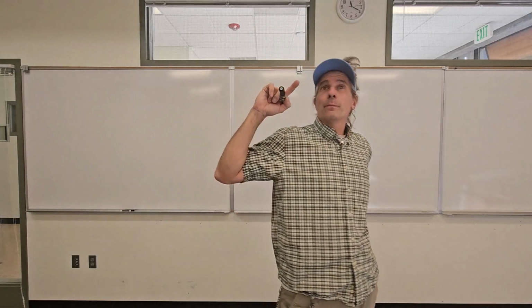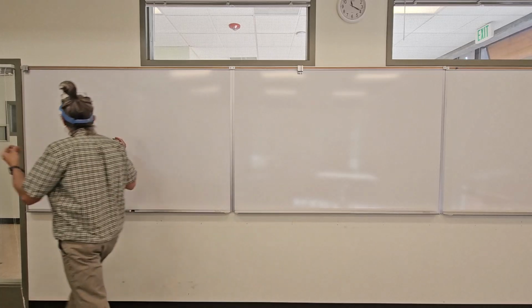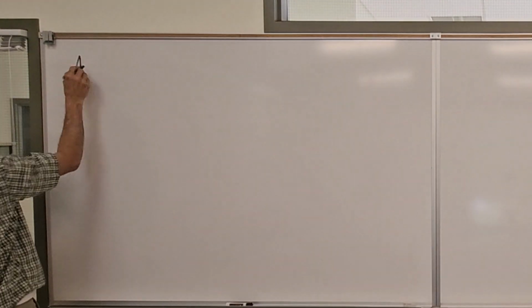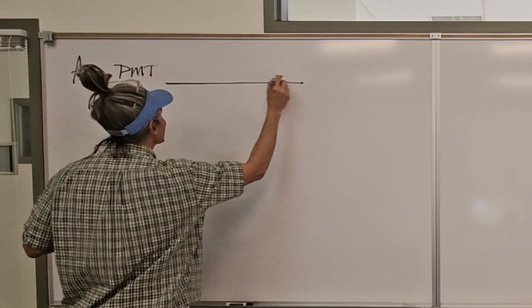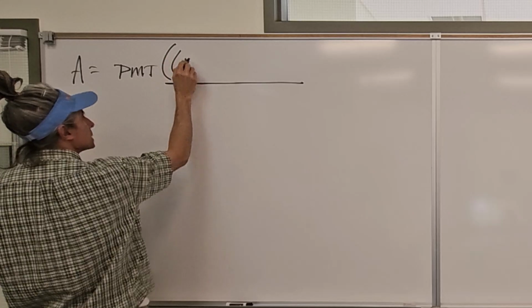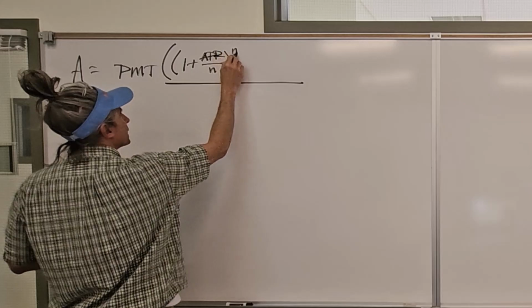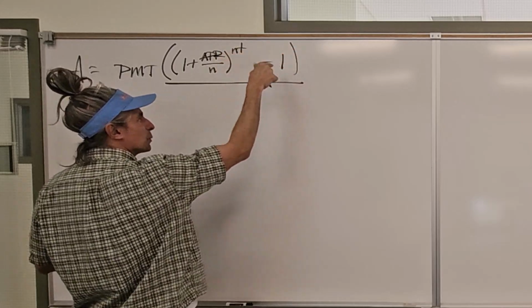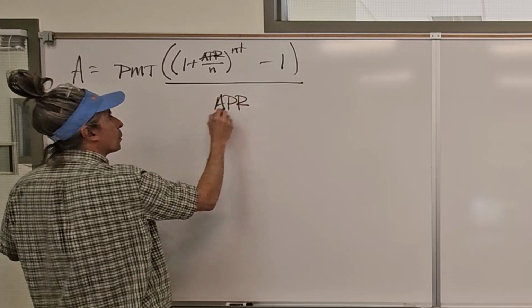Okay, my friends, this video is going to drill down on why that repeated savings formula looks the way it does, which, if I remember correctly, is 1 plus APR over N to the N times T minus 1, over APR over N. A lot of you were asking about that, which I think is a great question.